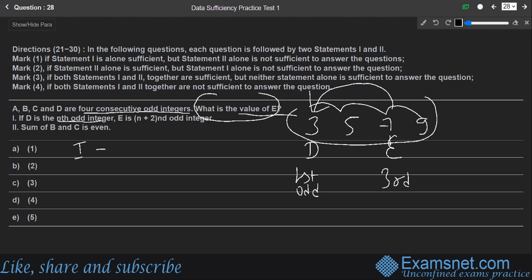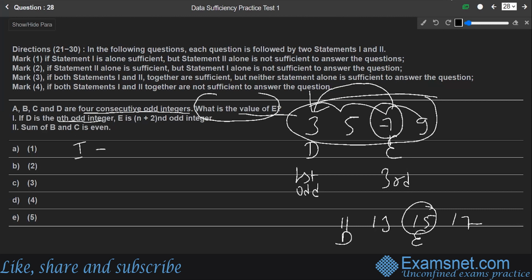Here we have taken just an example, but this can be any set of odd values. This can be 11, 13, 15, and 17 as well. In that case, D will become 11, and obviously E will become 15. So for this case, the value of E will come out as 15. For the earlier case, D was 3 and the value of E came out as 7. So clearly the value of E depends on the value of D.